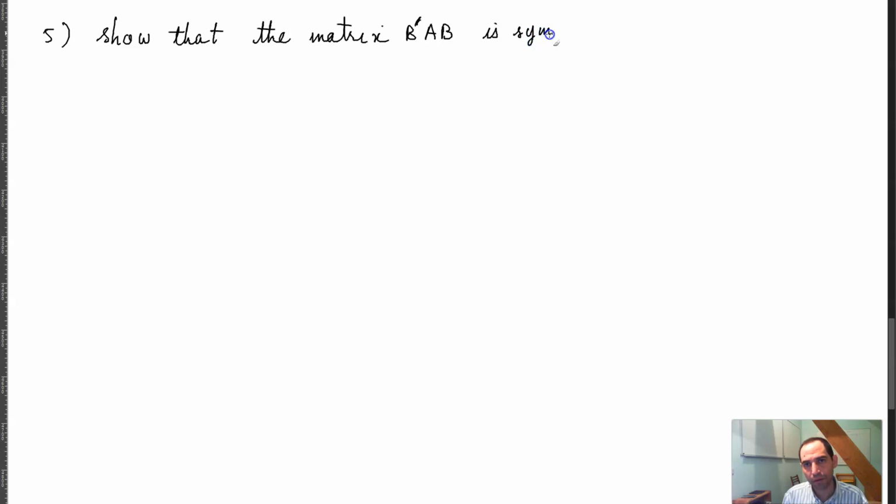Question number 5: you want to show that the matrix B prime AB is symmetric or skew-symmetric according as A is symmetric or skew-symmetric.